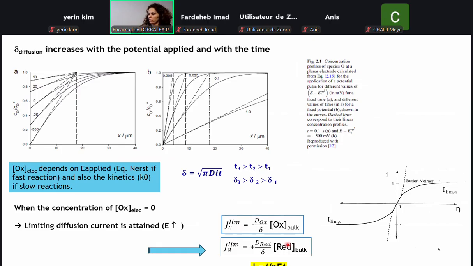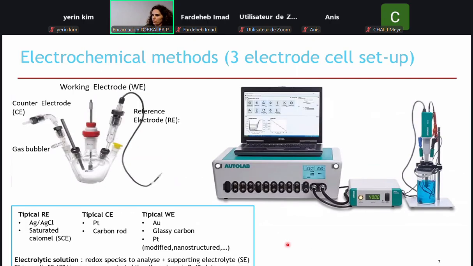Okay, so all of this we saw. Then I showed you the glassware that we use in the lab for electrochemistry. So we got 3 main electrodes that were the counter, the working, and the reference.